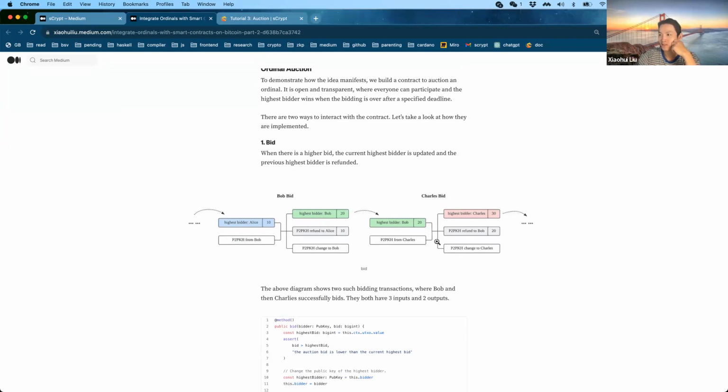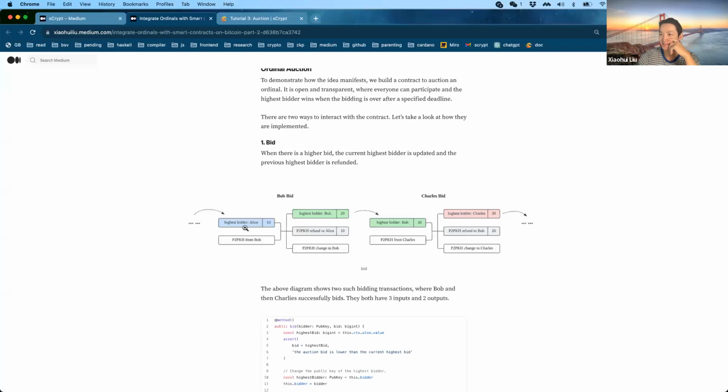For the bidding, it's still the same process. I show two transactions here, with inputs on the left and outputs on the right. This colored one is the auction contract instance. It just keeps going and maintains the state. The state has two properties: who is the highest bidder so far, and what is the highest bid.